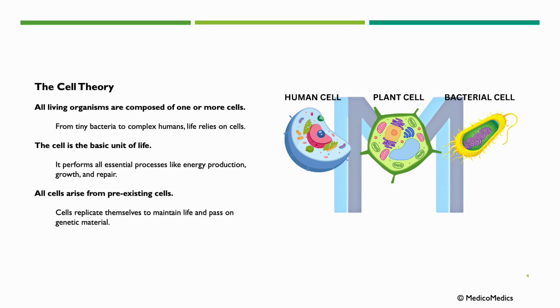The cell theory. Now, all living organisms are composed of one or more cells. From tiny bacteria to complex humans, life relies on cells. Furthermore, the cell is the basic unit of life. It performs all essential processes like energy production, growth, and repair. Furthermore, all cells arise from pre-existing cells. Cells replicate themselves to maintain life and pass on genetic material.